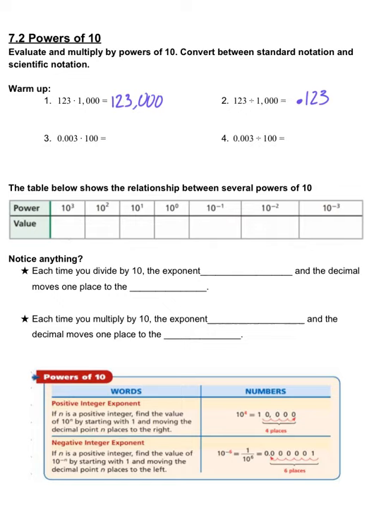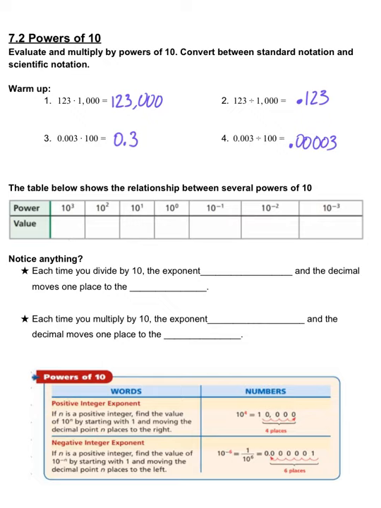Right, number 3, I can take 0.003, multiply it by 100, and I end up with 0.3. If I take that same 0.003 and divide it by 100, I get 0.00003. Alright, so you might be noticing some patterns, maybe not, but hopefully after this next section we will.